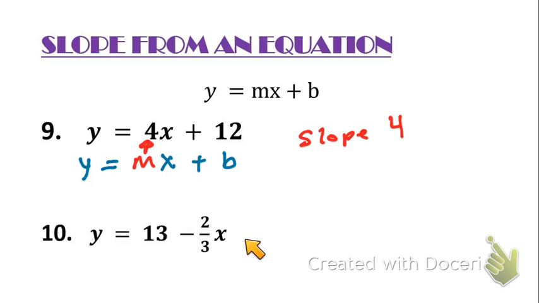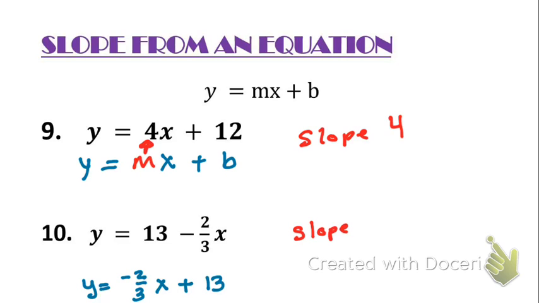Now let's look at number 10. Number 10 is not quite set up in this format. We don't have mx plus b. So you can rewrite it by rearranging the numbers. Now when you rearrange, make sure you take the signs. If you notice this 2/3 is negative, make sure you put it negative 2/3. Now in front of this 13, there's nothing there. So you assume positive 13.